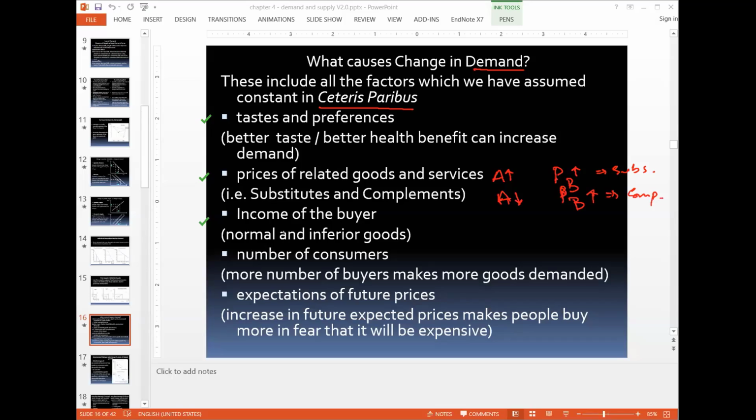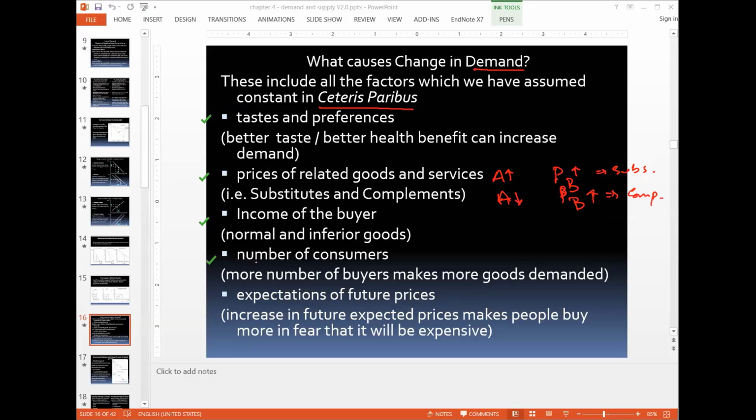Okay, so this way we can see how it is affected. Okay, so let me move to next point. So income increases, it will increase the demand if the product is normal, and it will decrease the demand if the product is inferior.